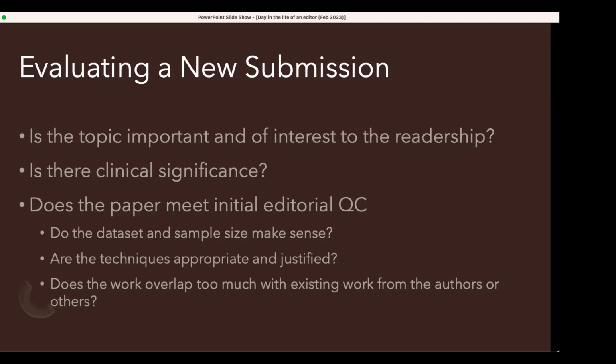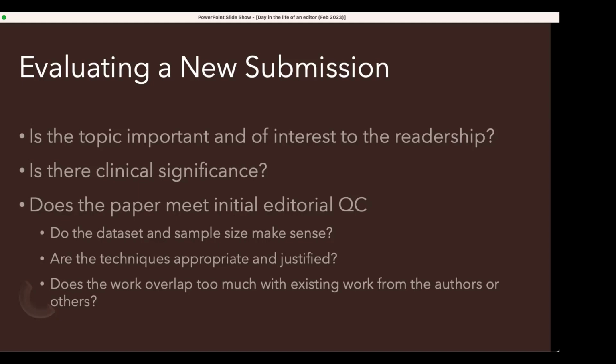In terms of evaluating a new submission, some of the questions that I ask myself when I look at both the reviews that you guys generate, but also when I read the paper myself, is the topic important and of interest to the readership? There are a lot of topics out there that people can write on, but some topics honestly have been published a lot, or there's nothing really novel in what the authors are doing. So we try to assess those and see, is it a good fit for the journal as well as for the readership? Is there clinical significance?